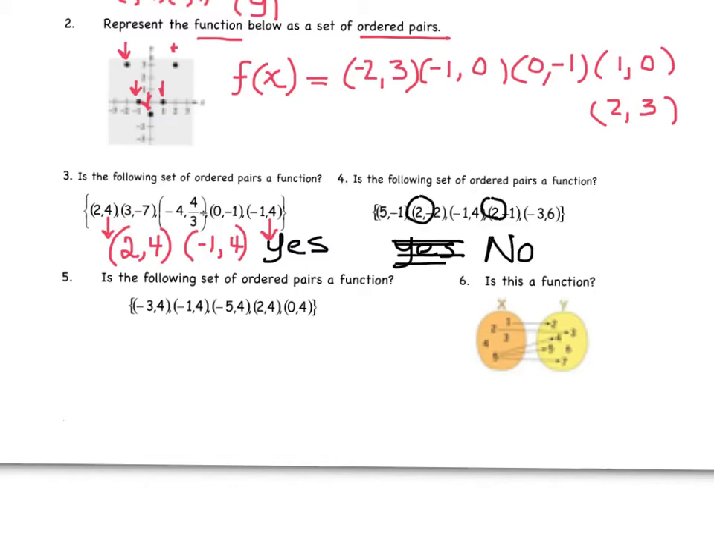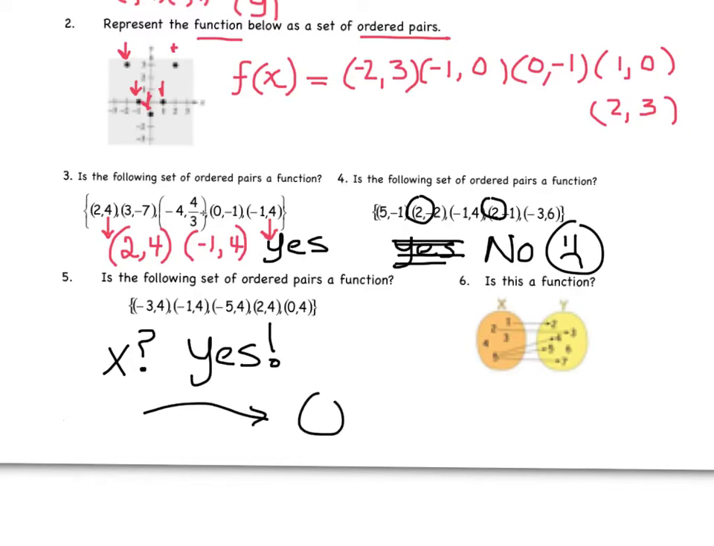There's a 2. Sorry, I had that 4 in my brain. So 2 and 2, so this is not a function because we have 2 that have x as the number 2. All right, so let's look at number 5. Check your x's. Are all the x's different? Yes, then it is a function because remember, they can all shoot to that 4, which they're doing, but they all have to be individual arrows that are going to the 4.